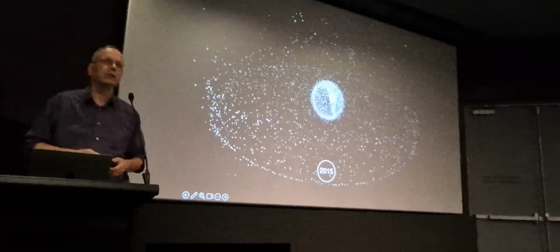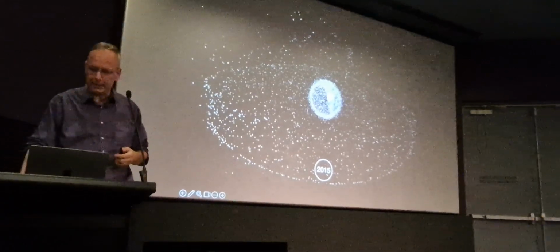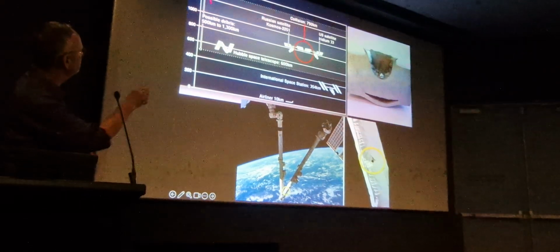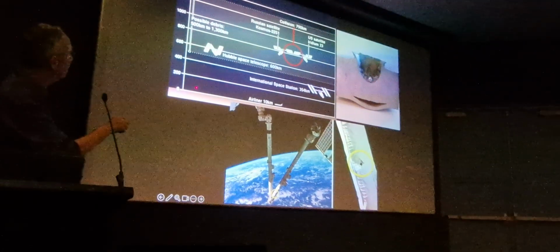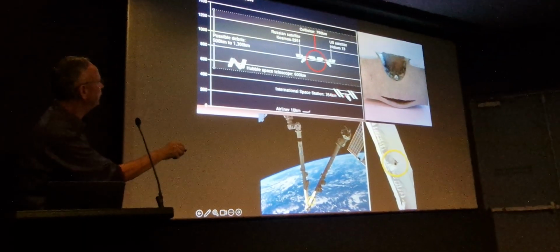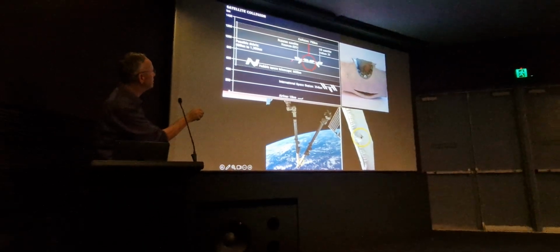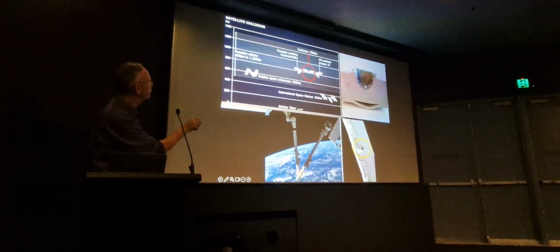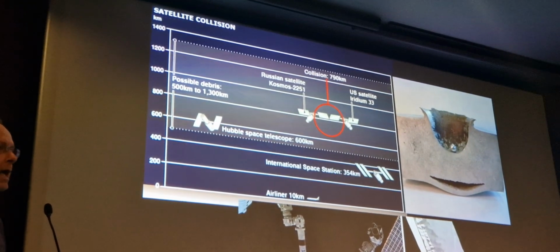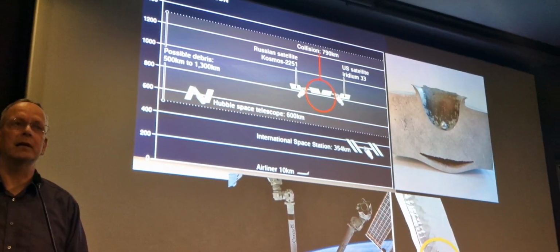And so we have to be very careful that we don't run into some bit of debris or whatever, right? But that does happen occasionally. And so here we have altitude, so how high we are above the Earth. Airlines 10 kilometers, International Space Station 354 kilometers, and the Hubble Space Telescope here at 600. And there was a collision in 2007 between a Russian satellite and a US satellite that caused a lot of damage. And it's very easy to get damaged by flying debris in orbit, and that could be devastating.